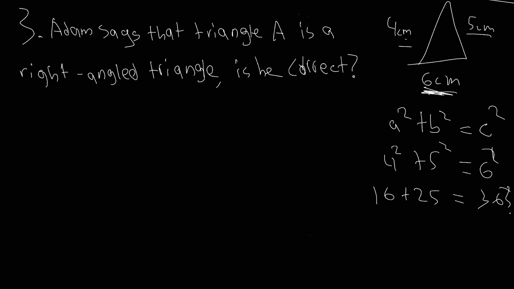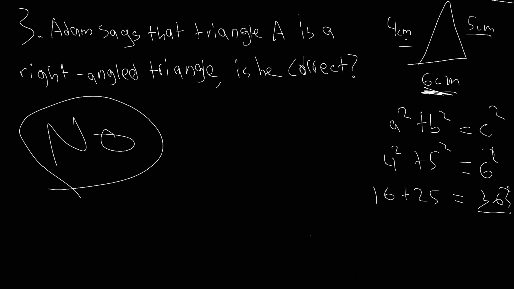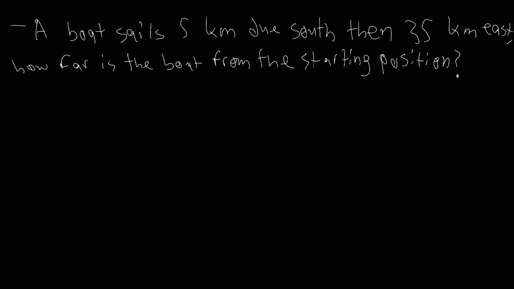41 is obviously not 6 squared, aka 36. So therefore, my answer is no. It is not a right angle triangle, as it doesn't go through the laws of the Pythagoras theorem. So not every time in the Pythagoras theorem do I just have a right angle triangle for me and then I have to find the sides. No, sometimes we can just have a word question and we have to construct our own triangle, such as this over here. It states that a boat sails 5 kilometers due south and then 35 kilometers due east. How far is the boat from the starting position?